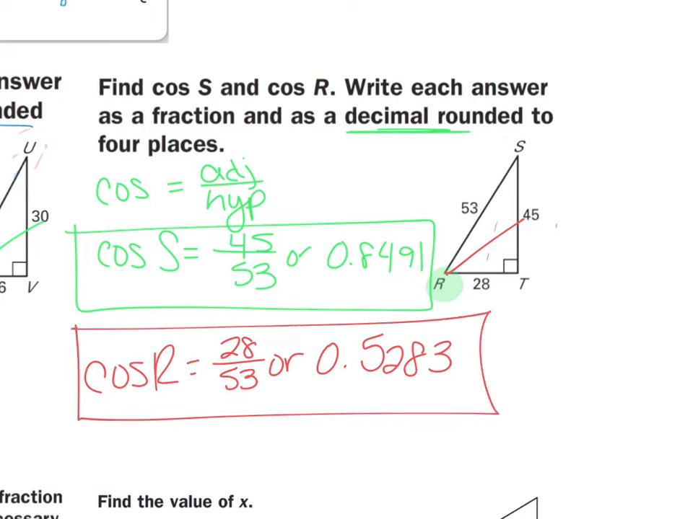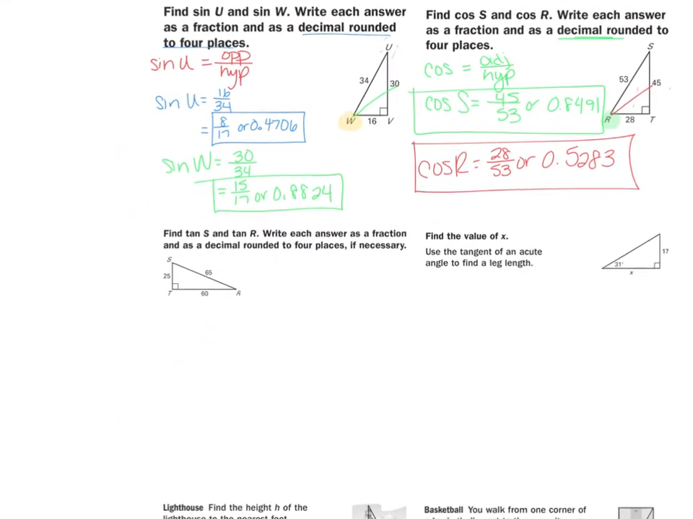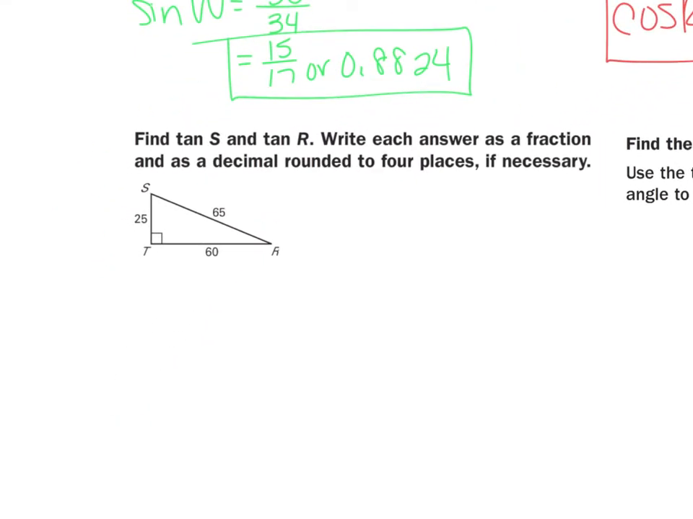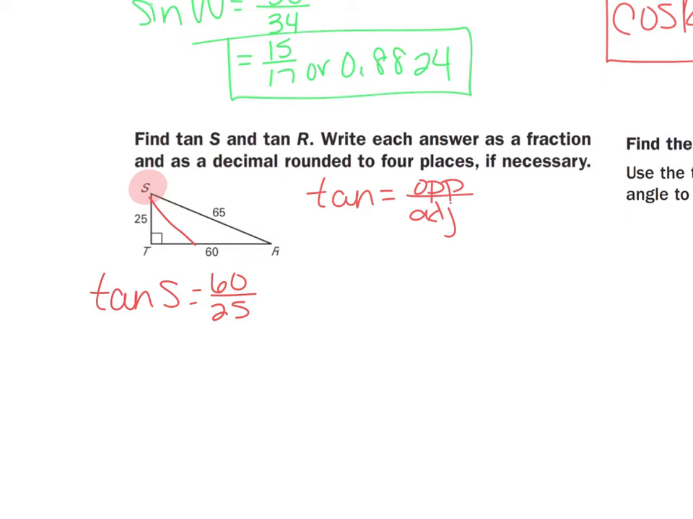Okay, if you're getting something totally different, that comes later. All right, let's do one more of these problems. So now we're going to find the tangent. So remember, tangent from SOHCAHTOA is opposite over adjacent. Okay, so let's first do the tangent of S. We're looking at S. So the tangent of S, opposite side would be 60, so it would be 60 over adjacent. You don't want to do 65, that's the hypotenuse. So adjacent would be 25.